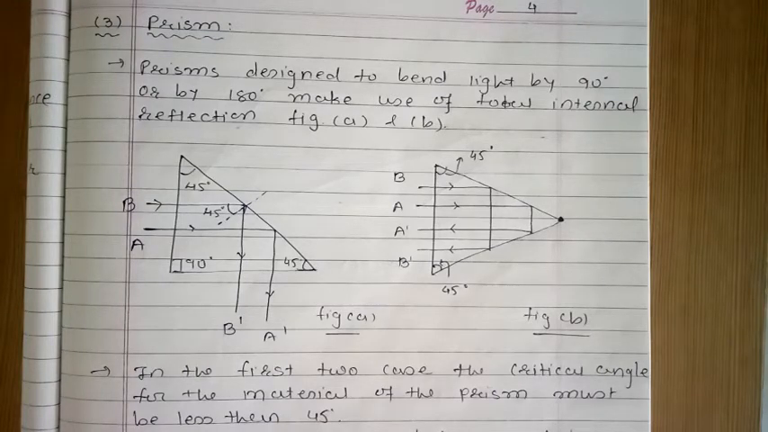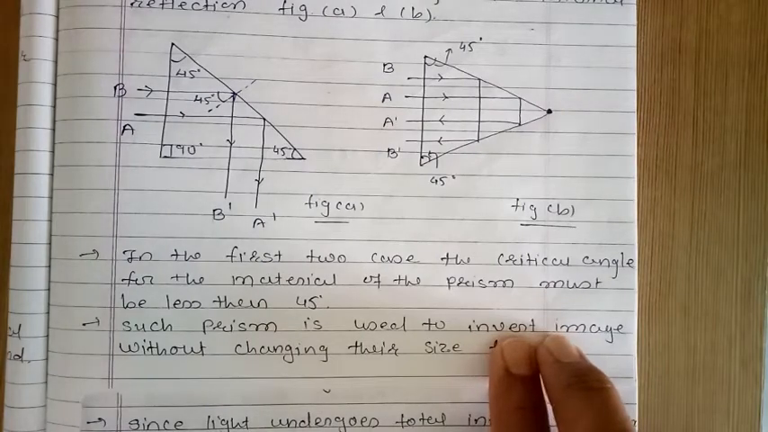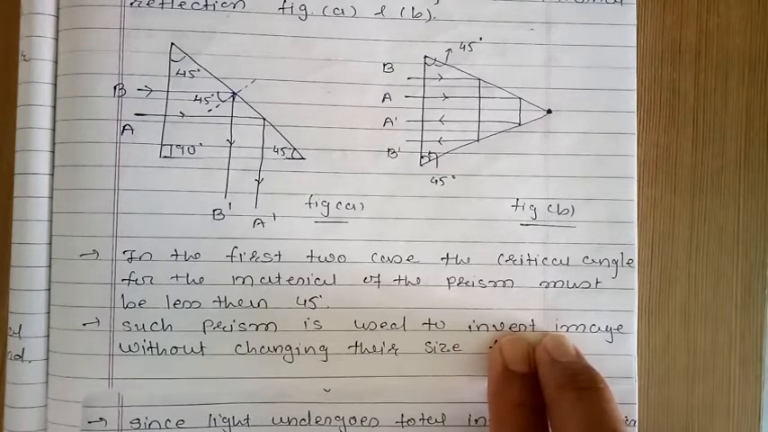You have to remember that prisms are designed to bend light by 90 or 180 degrees. If you want to bend light by 90 or 180 degrees, the material of the prism must have a critical angle less than 45 degrees, and a prism is used to invert an image without changing its size. Here you can see that such a prism is used to invert an image without changing its size, right? Okay, so this is for the prism.